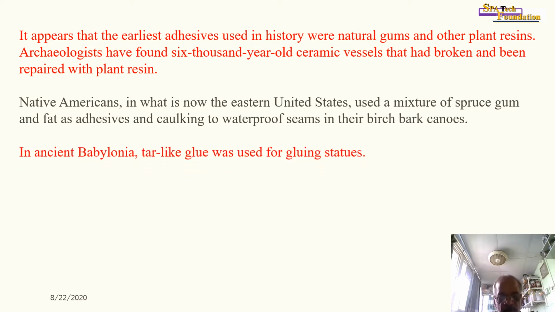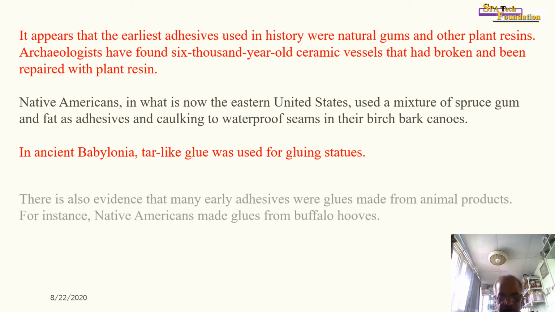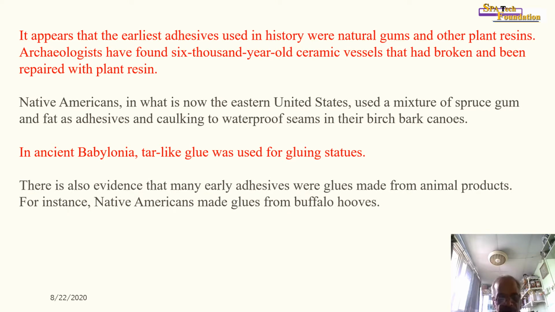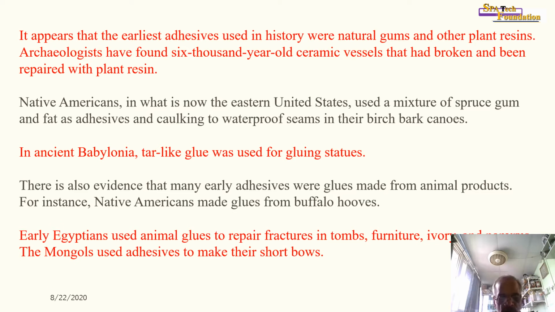In ancient Babylonia, tar-like glue was used for gluing statues. There is also evidence that many early adhesives were glues made from animal products. For instance, Native Americans made glues from buffalo hooves. Early Egyptians used animal glues to repair fractures in tombs, furniture, and ivory. The Mongols used adhesives to make their short bows.